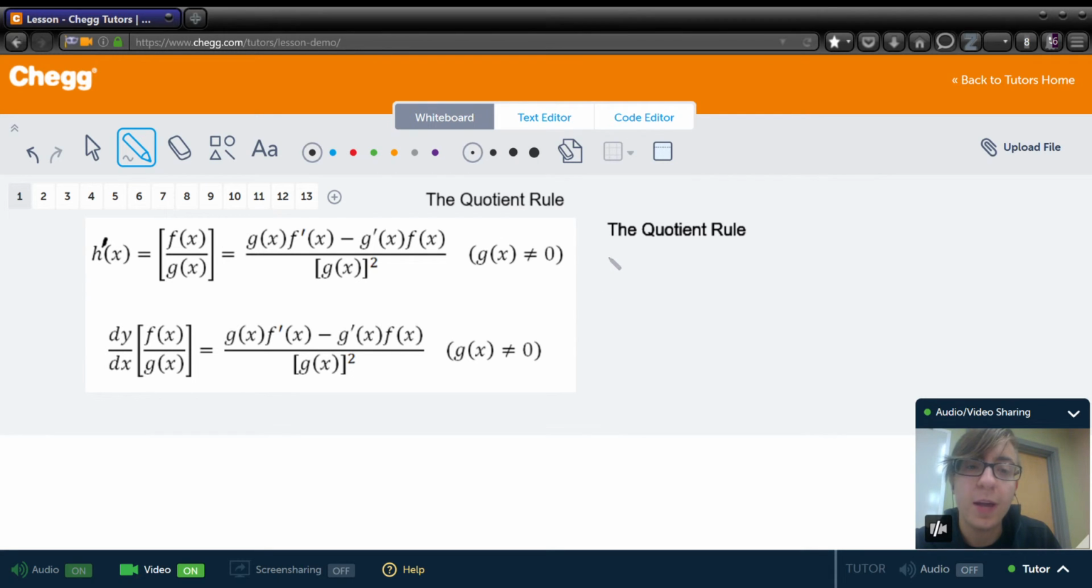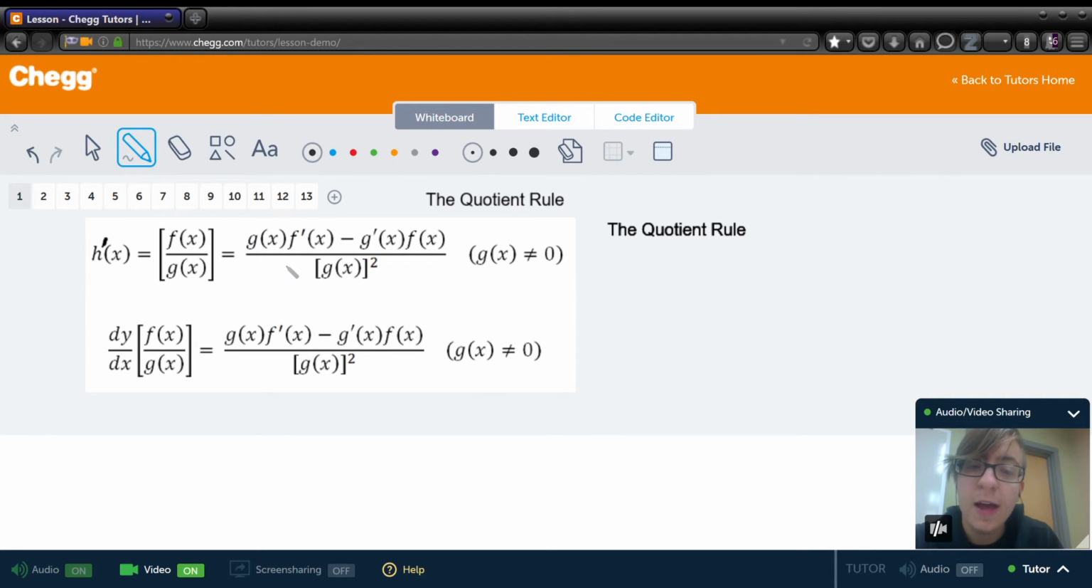Today we're going to be talking about the quotient rule. So both of these here are the quotient rule. H prime of x is the same as dy dx. With the quotient rule, as you can see based off of the picture, you will be dealing with two polynomials over each other. So it's usually a rational function. So here we have f of x over g of x.